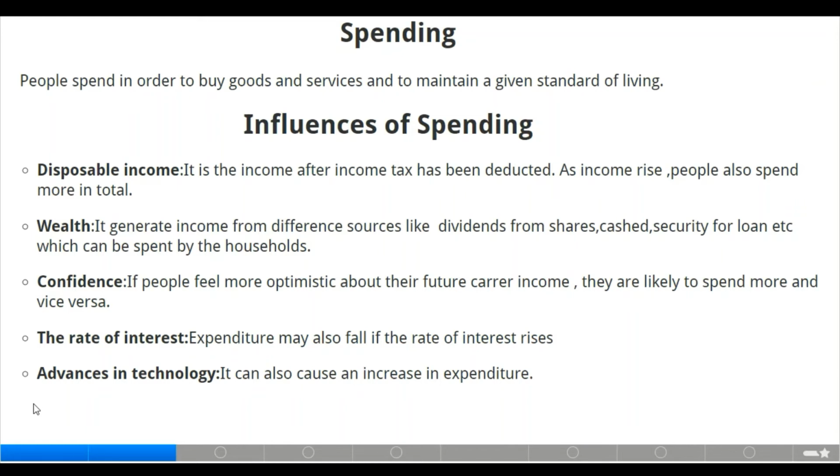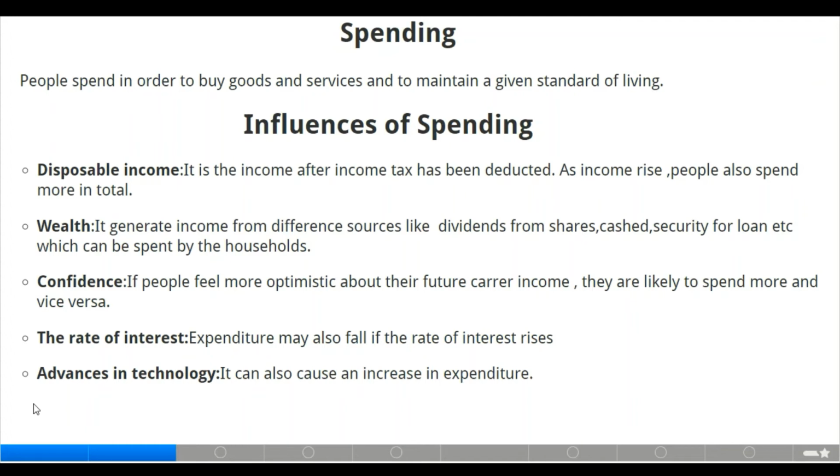Now let us look at the influences of spending. The main influence on the amount spent by a household or a person is known as the disposable income. And what do we know as disposable income? Our disposable income is the income after income tax has been deducted. Now let us check how it influences our expenditure. As income rises, people also spend more in total. Of course, if there is an increase in our income, people will be able to spend more in total.